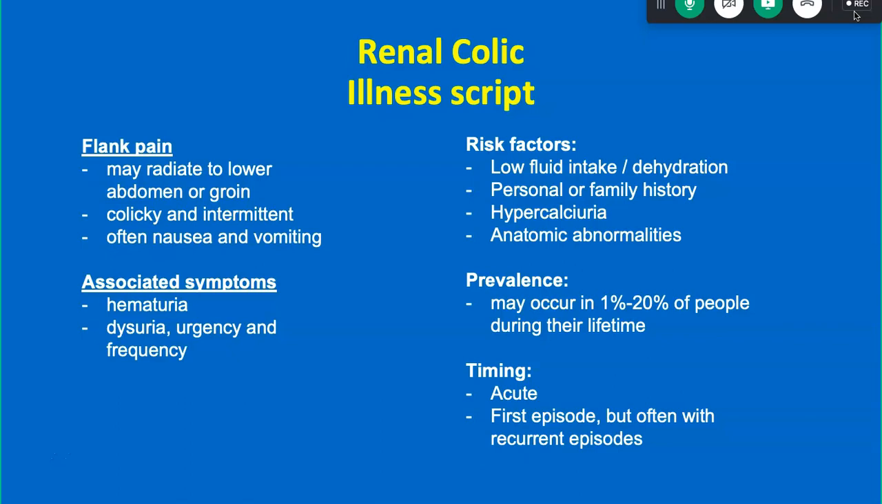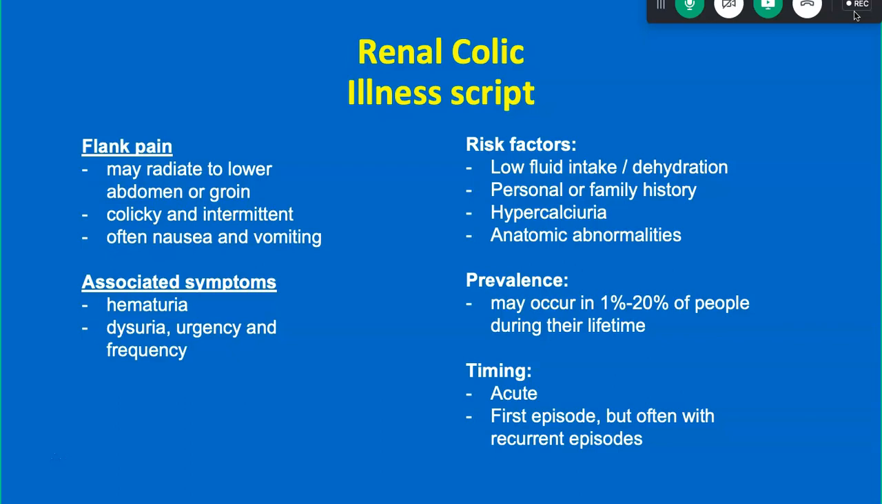Next is renal colic. These are kidney stones. The classic illness script is going to be unilateral flank pain that radiates down the abdomen into the groin. I tend to think about the illness script as kind of similar sometimes for testicular and ovarian torsion, because it'll also be associated with nausea and vomiting. It'll be colicky and intermittent, even though they're very different diagnoses. Some of the associated symptoms will be hematuria, dysuria, and you have urgency and frequency. These patients are very, very uncomfortable.